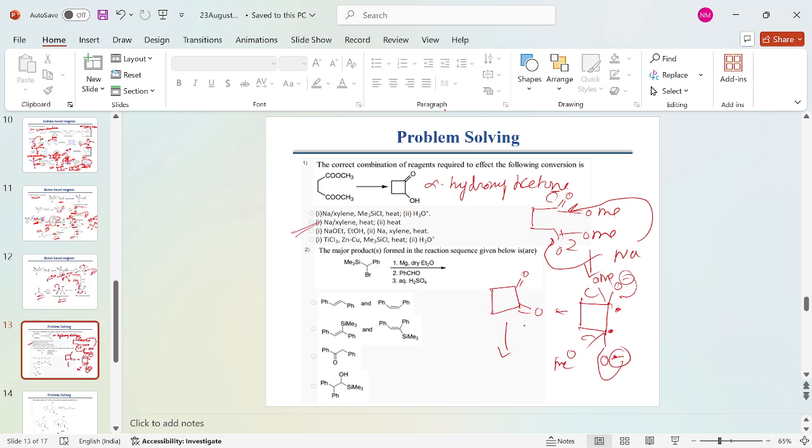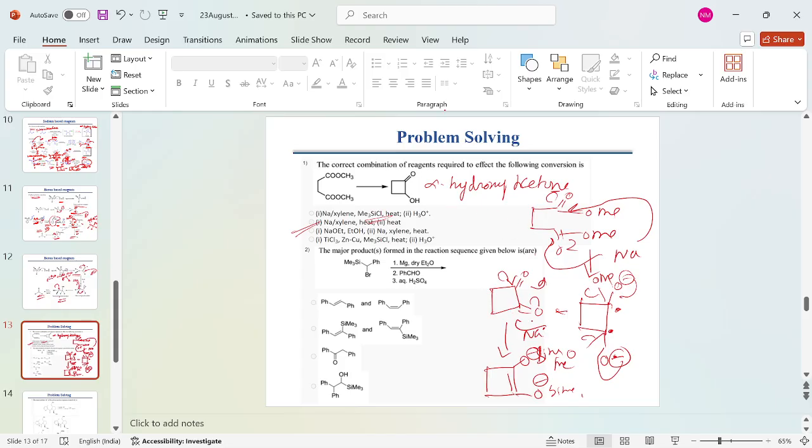Now sodium further reacts. This single electron transfer happens here and here. It will give that radical, which makes a bond, O minus, O minus. Now in presence of trimethylsilyl chloride, this O minus will be protected by the silyl group. So OMe, OSiMe3, OSiMe3 will be formed. So it will not give this alpha hydroxy alcohol.